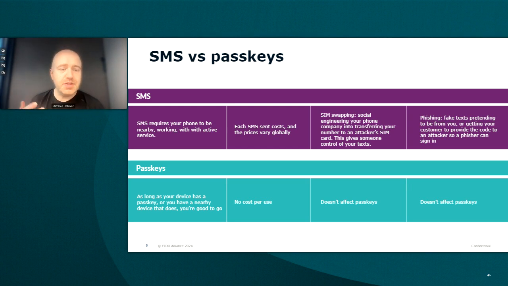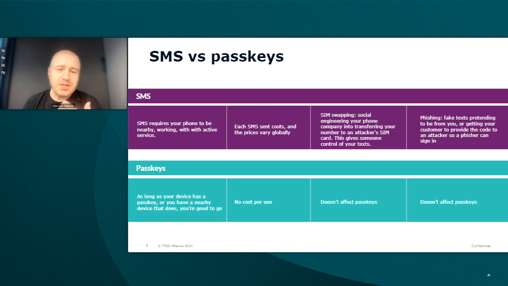So SMS, for example, requires your phone to be nearby, working with active service to get that SMS code. And those are a lot of requirements. It requires the cell phone network to be up. It requires everybody's bills to be paid up and on time, and their phone to be ready to get SMS. That doesn't really affect passkeys, because this all happens digitally on the devices and doesn't depend on a phone network or anything like that. So that's a really powerful thing to think about: the availability of passkeys.